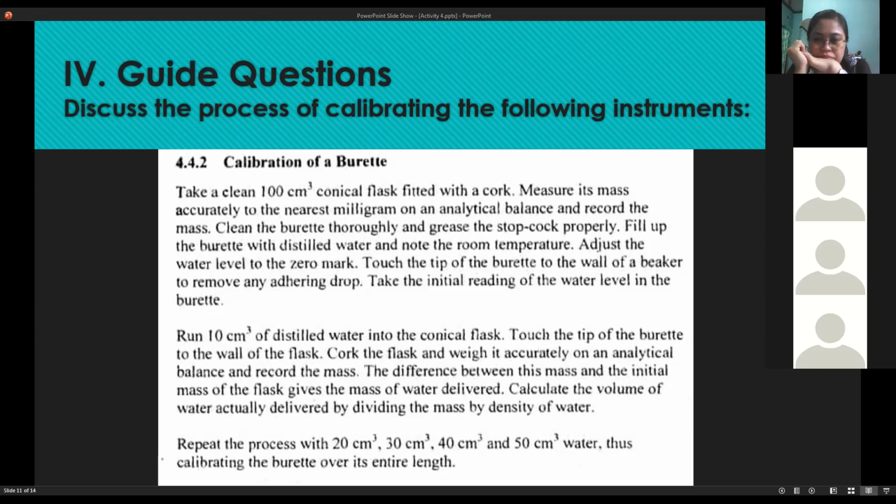So repeat the process with 20 cm³, 30 cm³, 40 cm³, and 50 cm³ of water, thus calibrating the burette over its entire length. So I repeated the process I mentioned earlier.